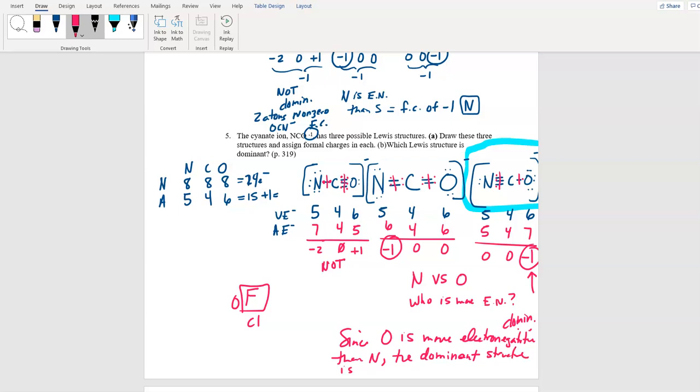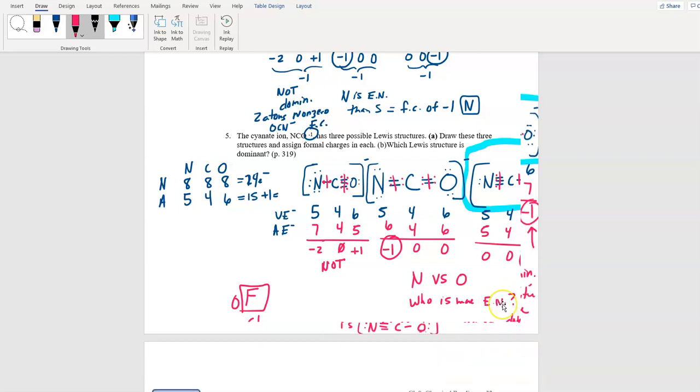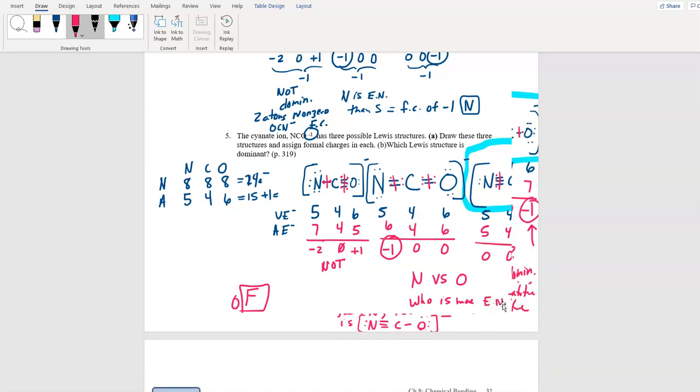is in triple bond, C single bond. Okay, and you'd have your lone pairs. I like cram that in there. Apologies, is that one. Okay, so that, ladies and gentlemen, is how you figure out the dominant structure.